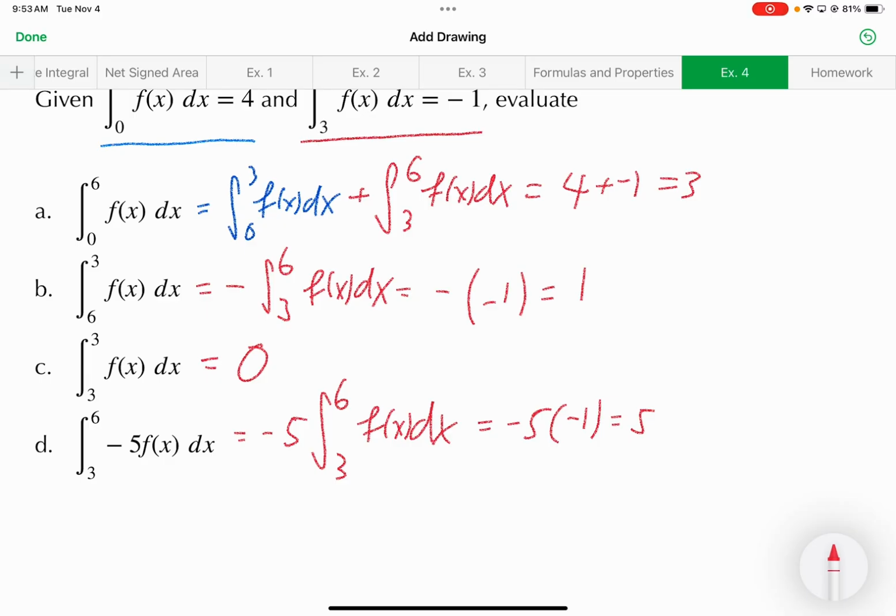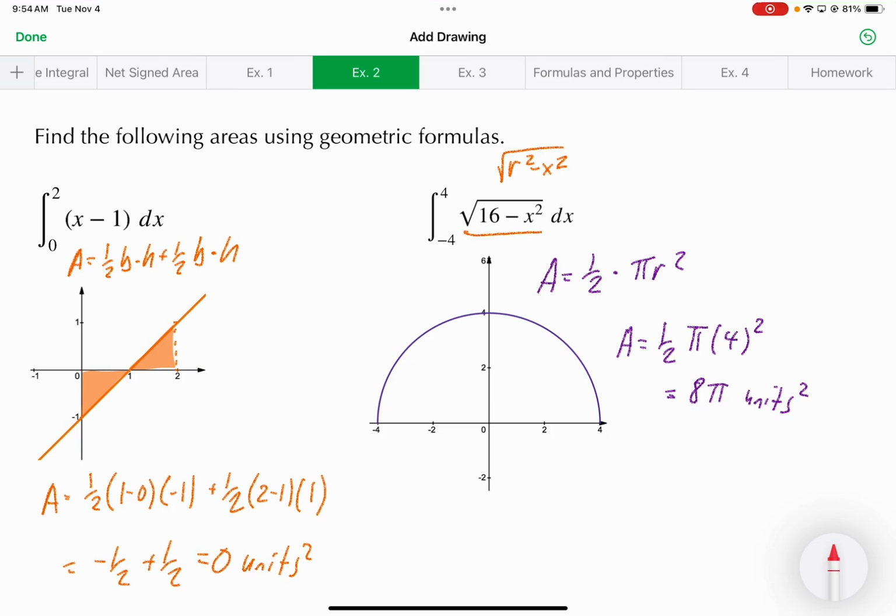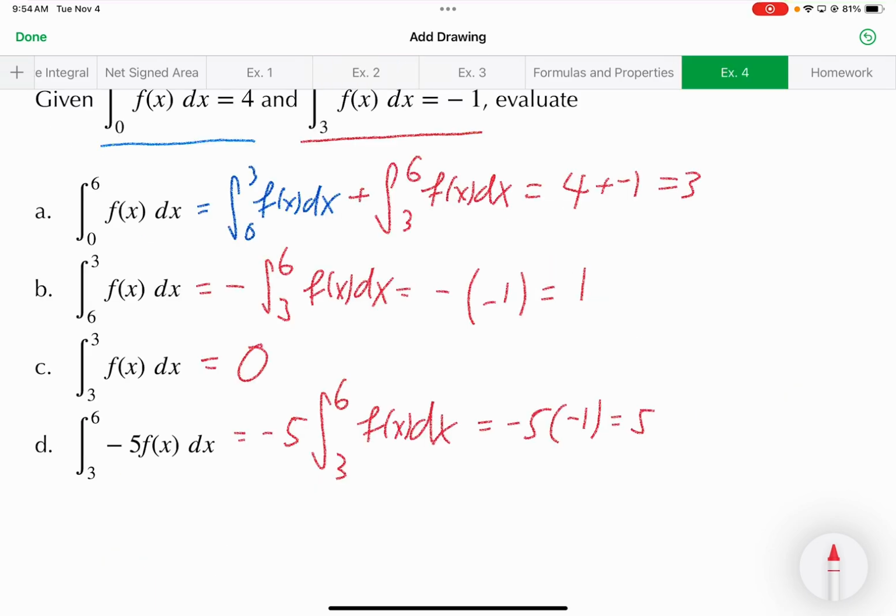Okay? I'm not putting units squared on each one of those, okay? Your integral represents your area, but since it didn't specifically ask for an area, and it just asked for the value of that integral, I'm not going to put a unit with it, okay? But if I say, hey, find the area, those you need to put units squared on, okay?